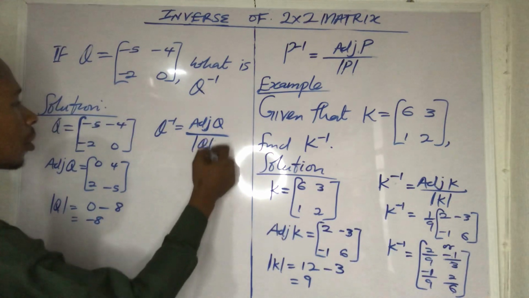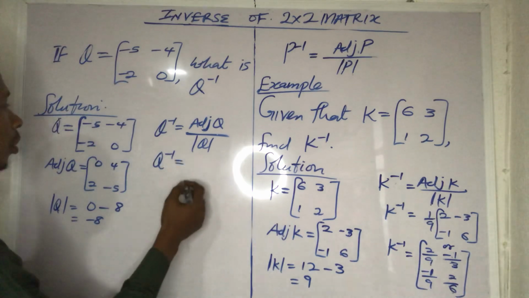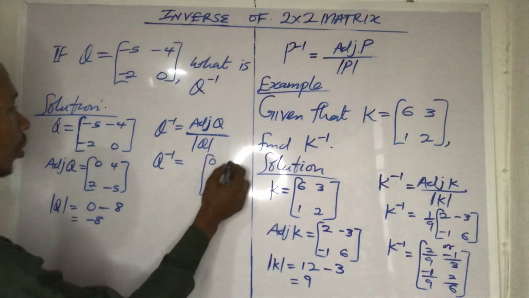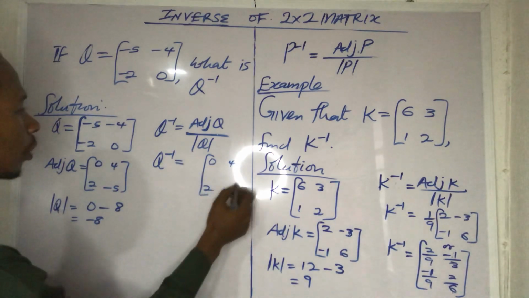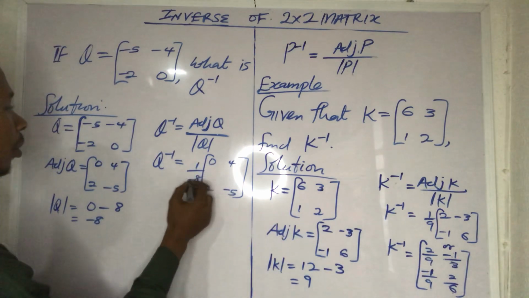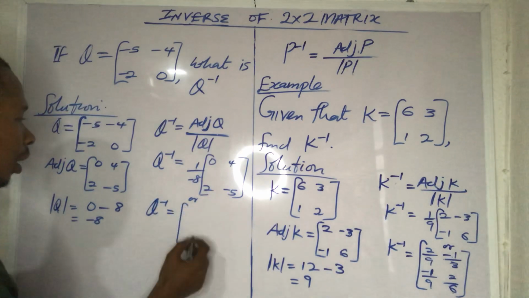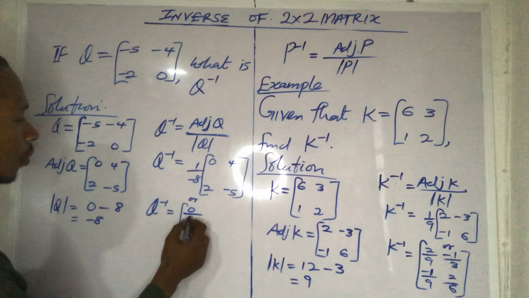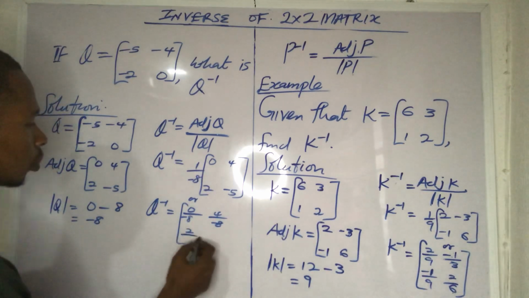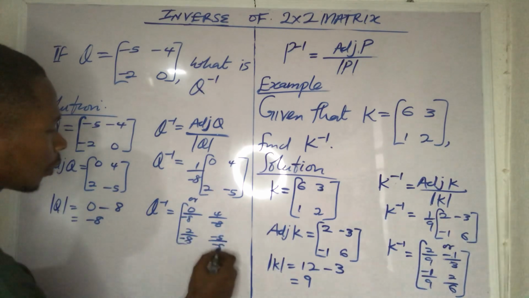So my Q inverse will be equal to adjoint of Q over determinant of Q. So my Q inverse should be equal to 0, 4, 2, -5, multiplied by 1 over -8. Or Q inverse can be written as 0 over -8, 4 over -8, 2 over -8, then you have -5 over -8.